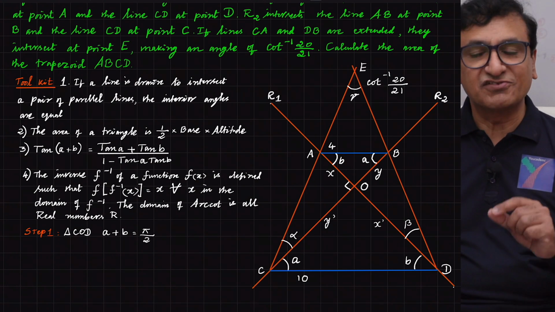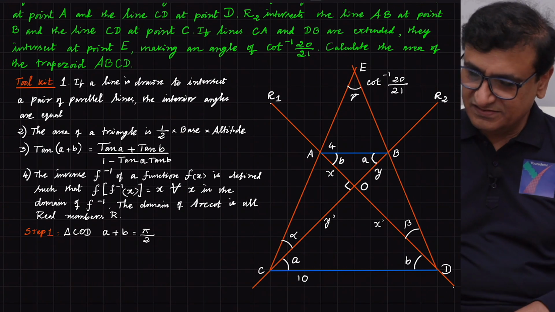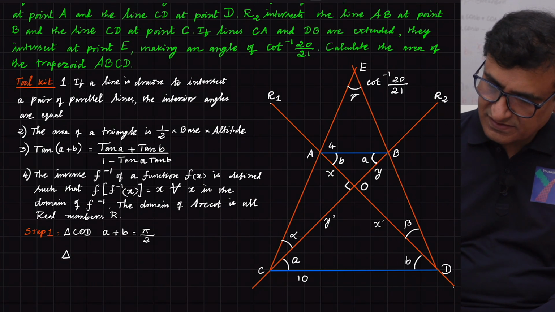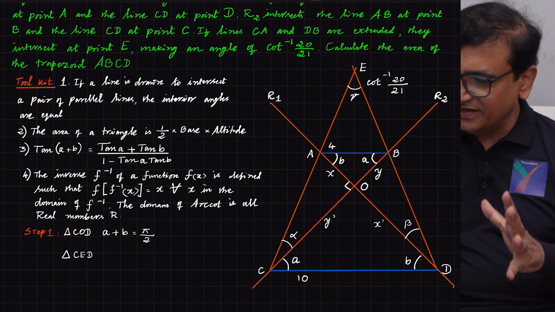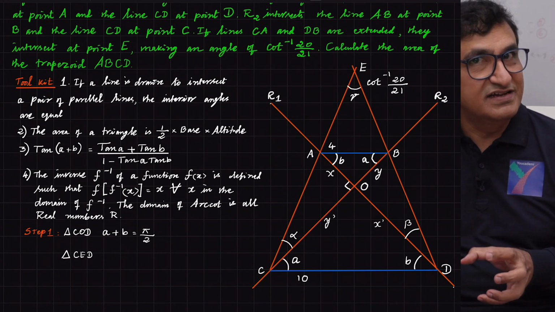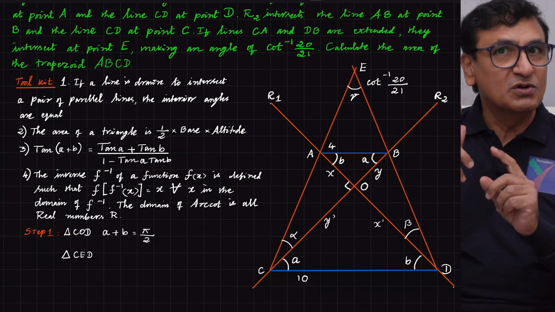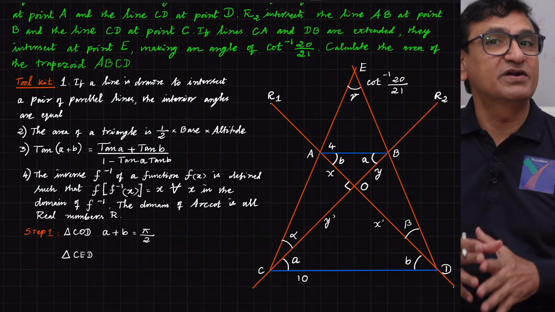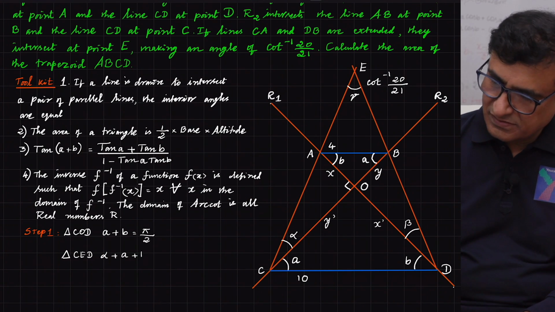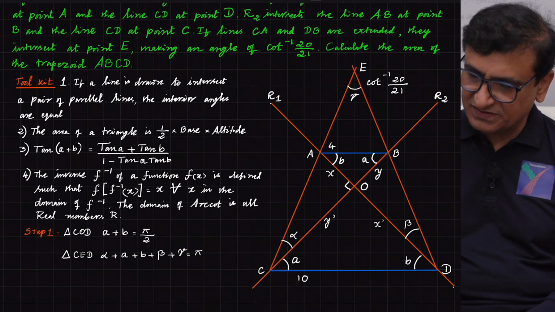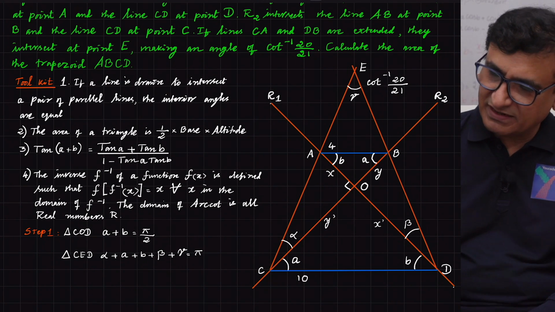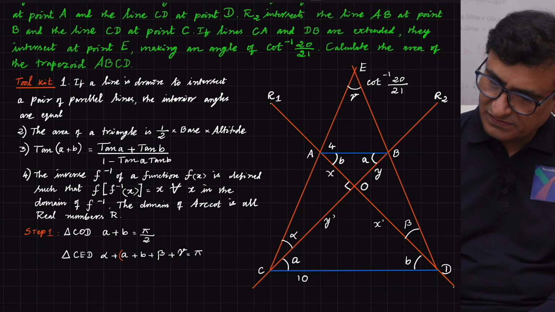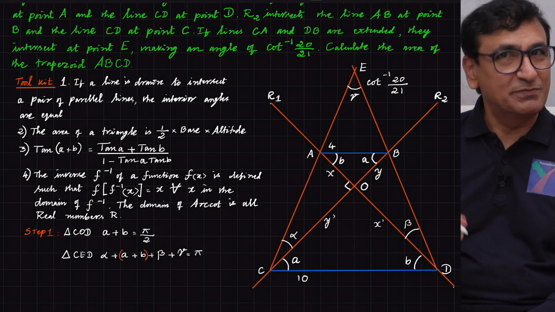Now, let's look at the triangle CED. In the triangle CED, the angle at C plus the angle at D and the angle at E should all add up to pi radians, correct? That's the basic property of a triangle. So alpha plus A plus B plus beta plus gamma should be pi. Now let me put a bracket around A plus B, because A plus B is pi by 2, we know.